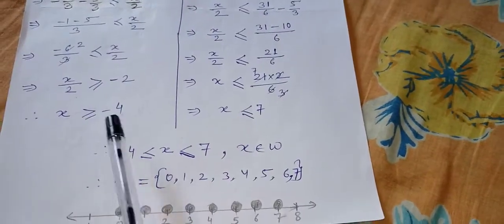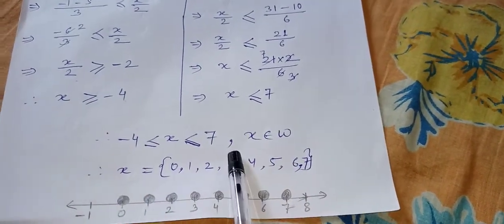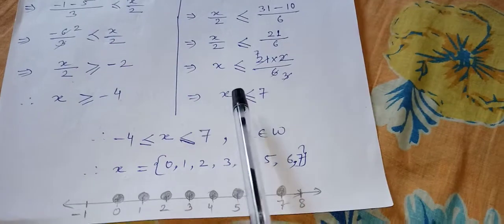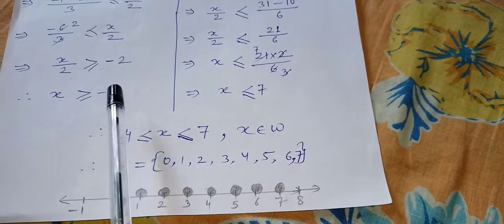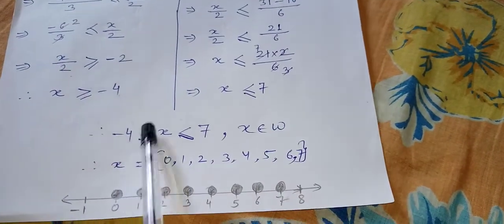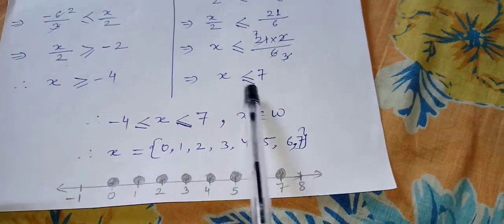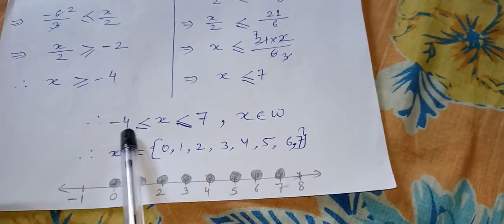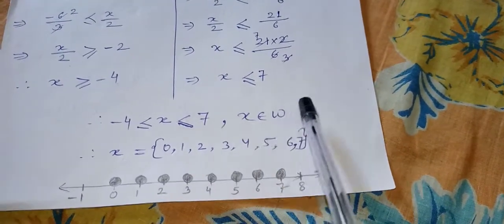So the two results, these two solutions, I have to express into one set. So that solution set is, I will write x in the middle, and -4 and 7, like -4 is smaller, 7 is larger. The smaller number we write this side, the larger number this side. So that I have done, and on both sides there is an equal to symbol. So in both places I have put the equal to symbol, and here I should not forget x belongs to W.